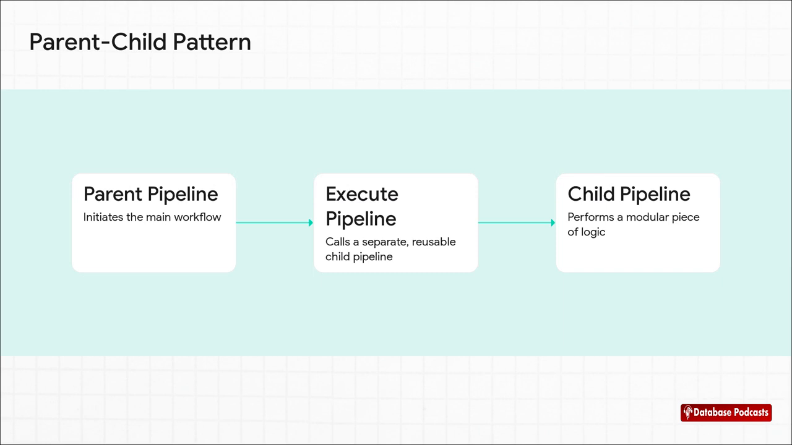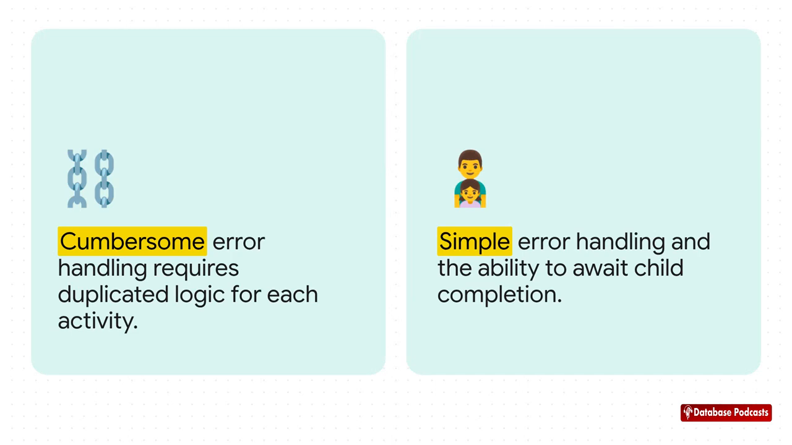But what happens when things get a little more complicated? Well, that's where the parent-child pattern comes in. Here, a parent pipeline's main job is to call another separate child pipeline. This is a fantastic way to break up a massive process into smaller, more manageable, and reusable chunks. So why bother with this? 2 huge reasons. First, it makes your error handling so much simpler.